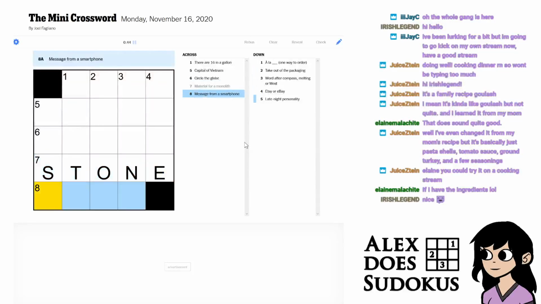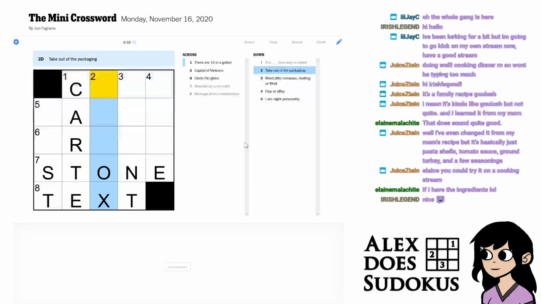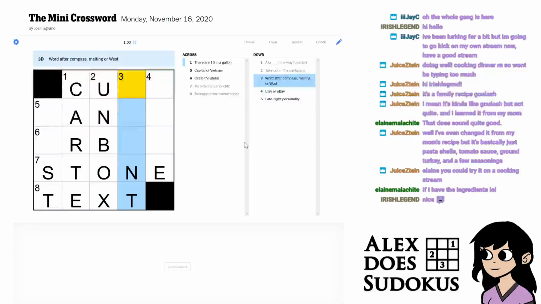Oops. Message from a smartphone. Text. One way to order. A la carte. Take out of the packaging. Unbox. Oops. Seen plenty of unboxing videos in the past, so that's an obvious one. Word of the compass. Melting or west. Oh.